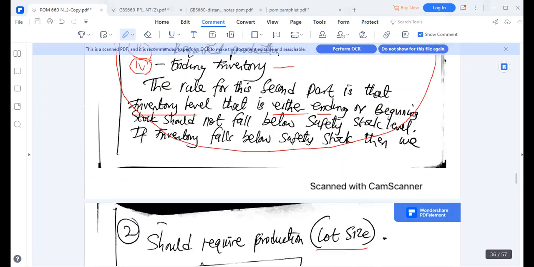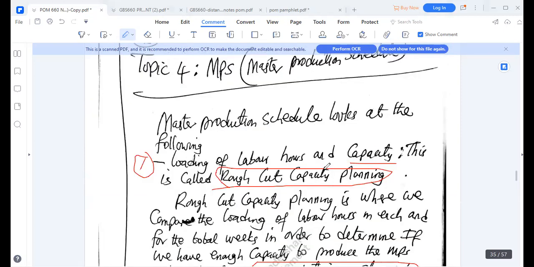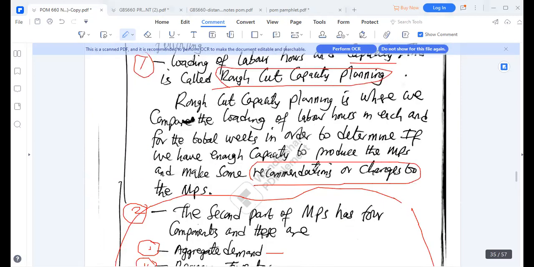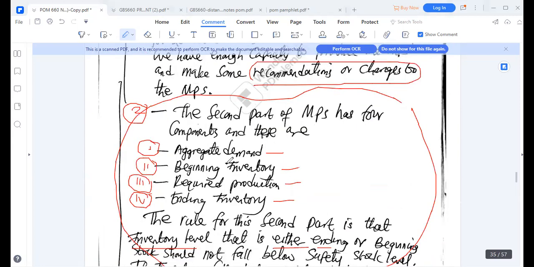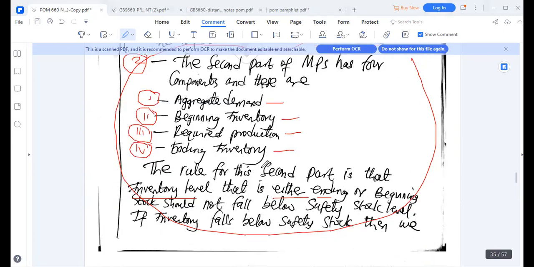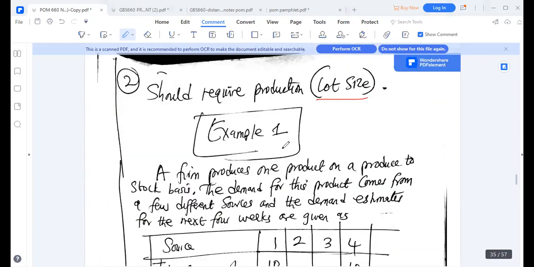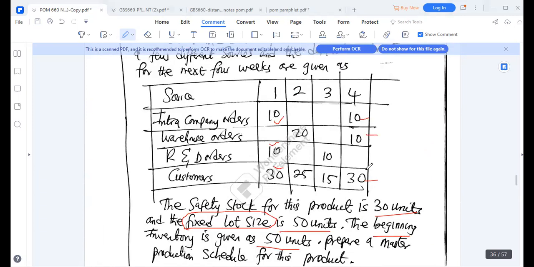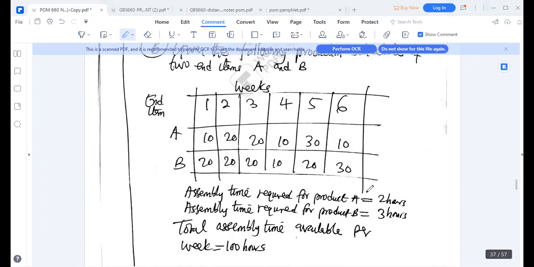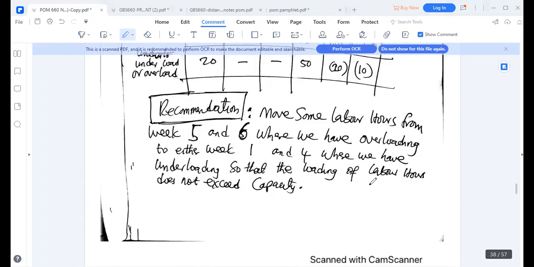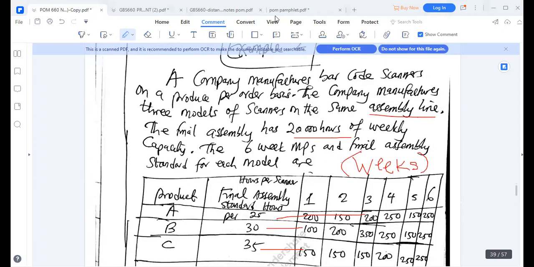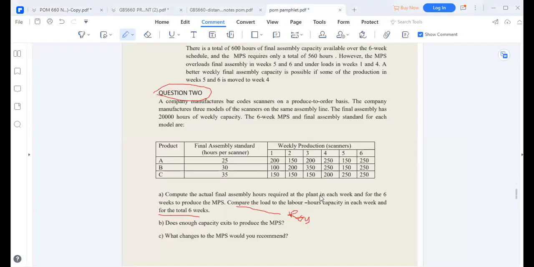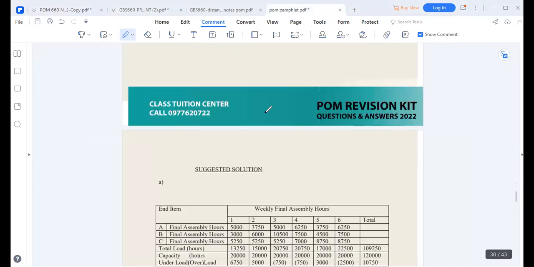The two methods: rough-cut planning, where we compare the loading and capacity. Then the other one has four components, where we look at the inventory level, which should not fall below the safety stock level, the first example we did. And then we looked at the one for the barcode scanner, which came from the pamphlet. So please take note and go through this, to see how this solution came about.